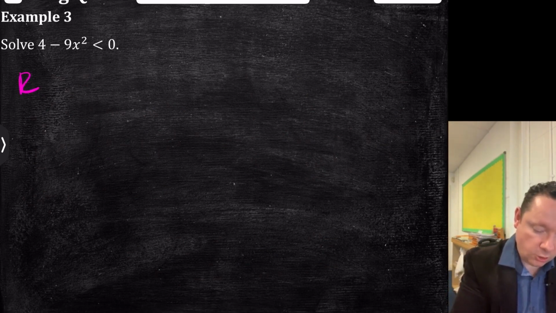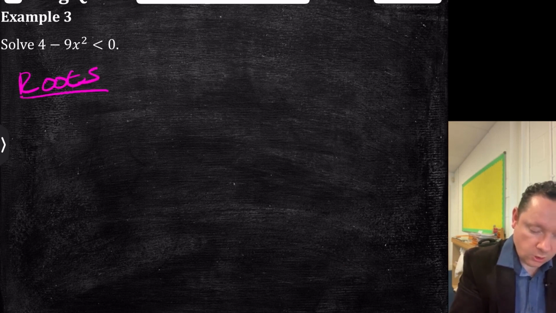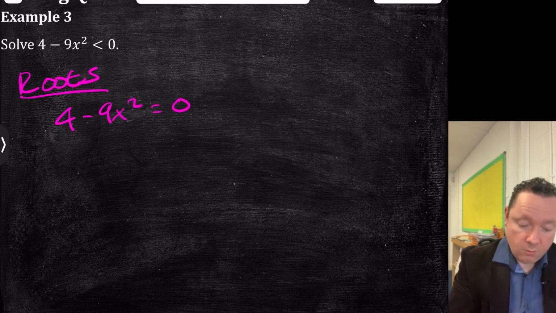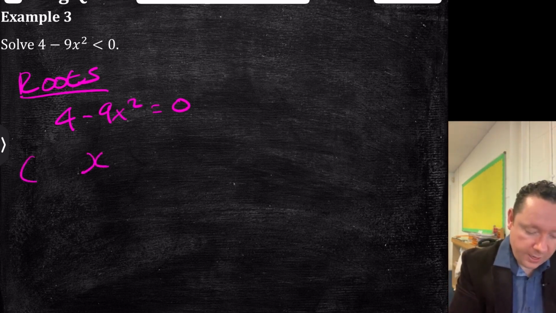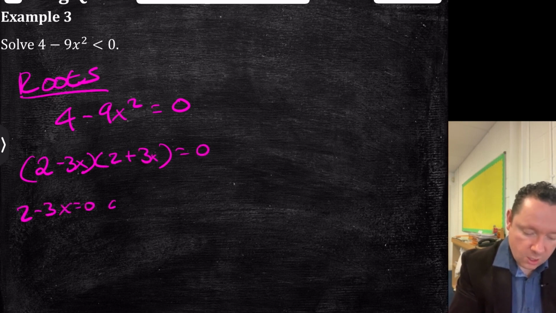Okay, so we want our roots. Our roots are 4 minus 9x squared is equal to 0. Well, that's the difference of two squares, so I can just factorise that straight away. (2 minus 3x)(2 plus 3x) equals 0. So that means 2 minus 3x equals 0, or 2 plus 3x equals 0.